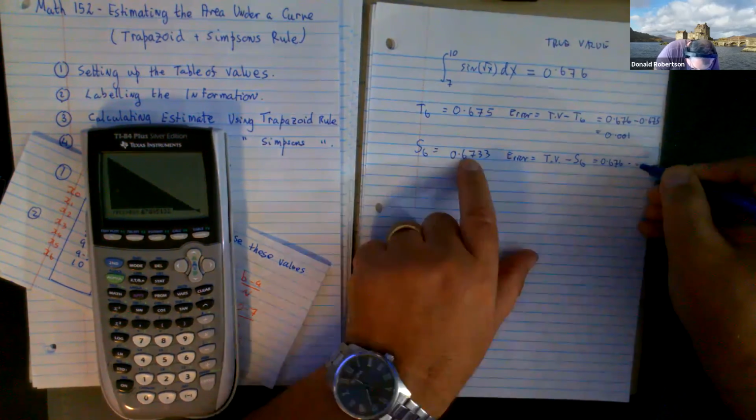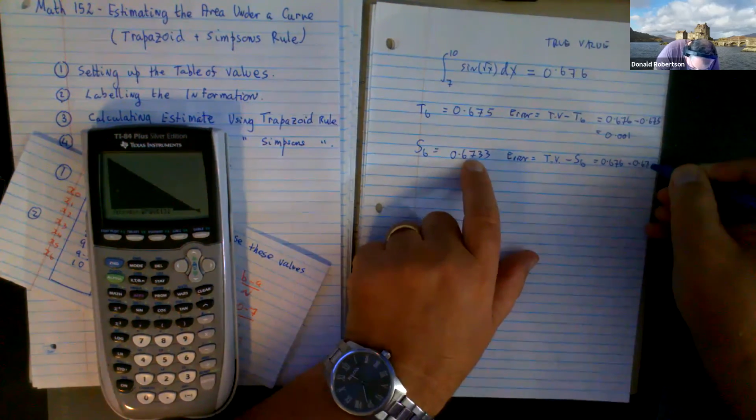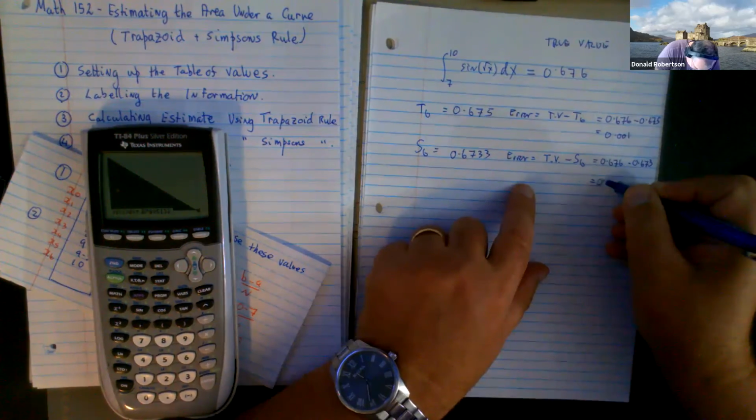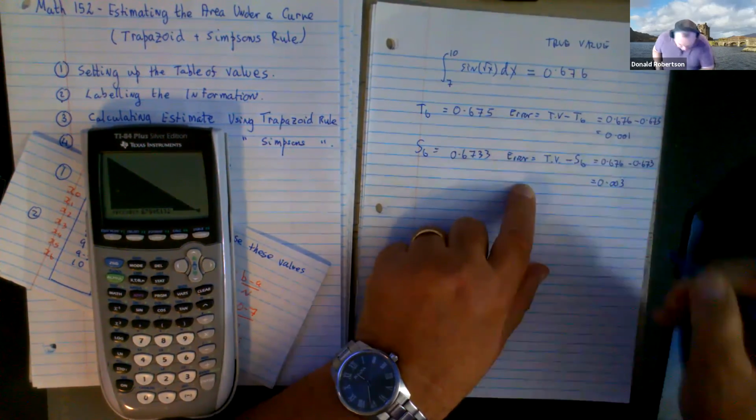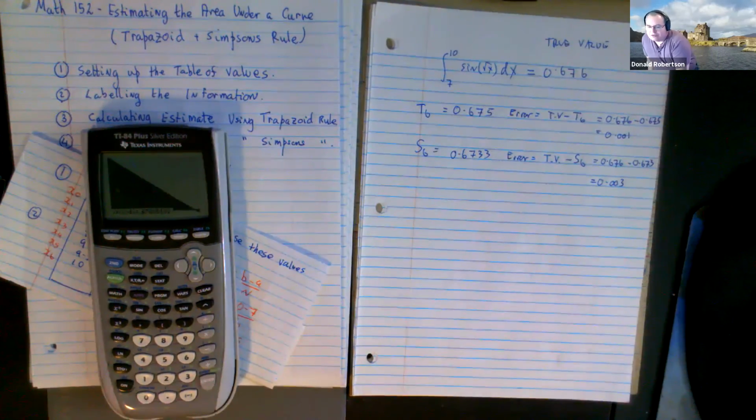Let's round this off a little bit. 0.673 gives me 0.003. And I know you're going to say, wait a minute, you said Simpson's rule is more accurate than the trapezium rule. And how come it's not in this particular case? Well, the reason why it's not is that I did say, didn't I, in the big picture of things, I'm not going to do it, but can you trust me?